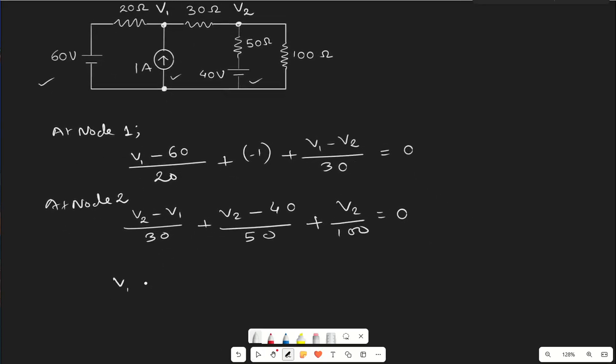Now when we solve these two equations with two unknowns, I am directly writing the answer. We are going to get V1 as 67.2 volts and V2 as 48 volts.